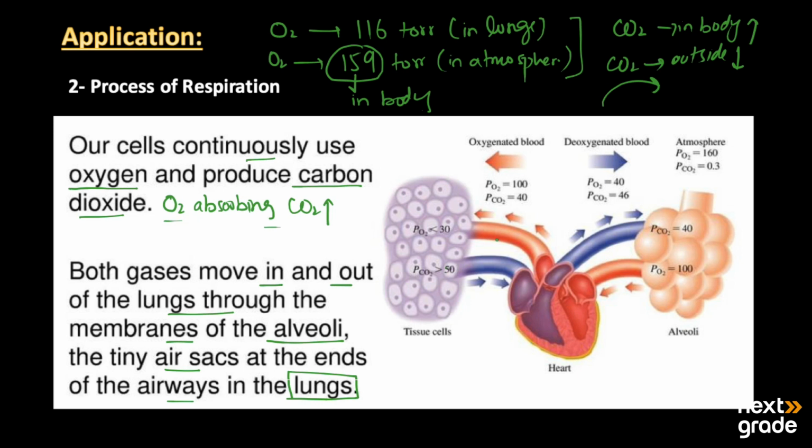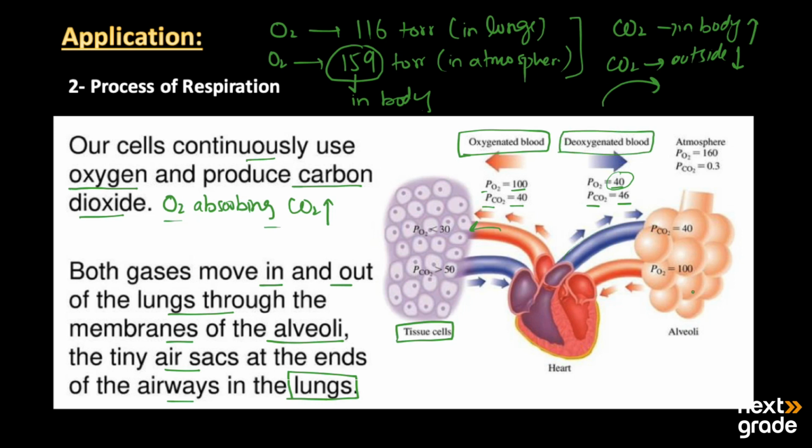So let's have an example. Here we have the partial pressure of oxygen gas at 100 and the partial pressure of carbon dioxide at 40, and the blood is oxygenated, that is, having a high concentration of oxygen. On the other hand, it is moving into the tissue cells. Next, the partial pressure of oxygen gas is 40 and carbon dioxide is 46. So here the carbon dioxide is moving out and the oxygen gas is moving in. This is in deoxygenated blood.